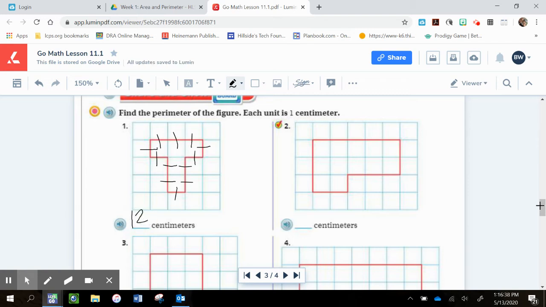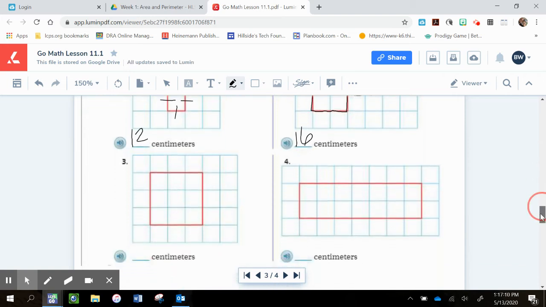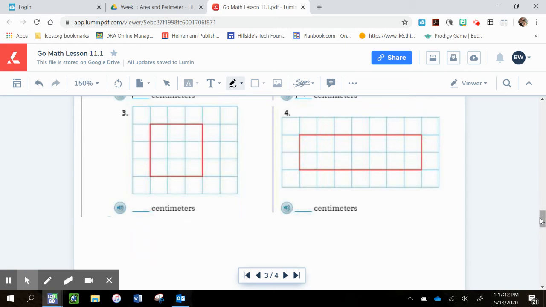If we want to just trace, I'm going to start here with a little on this corner, and we'll go down and count 1, 2. So let's trace. There we go. 1, 2, 3, 4, 5, 6, 7, 8, 9, 10, 11, 12, 13, 14, 15, 16. So 16 centimeters for this shape. And like I said, please use any strategy that works best for you.